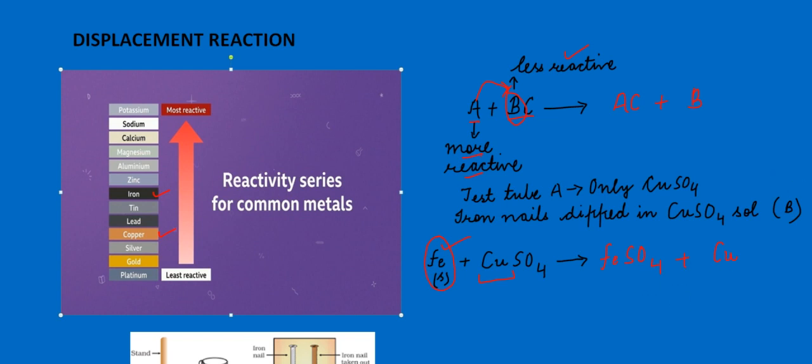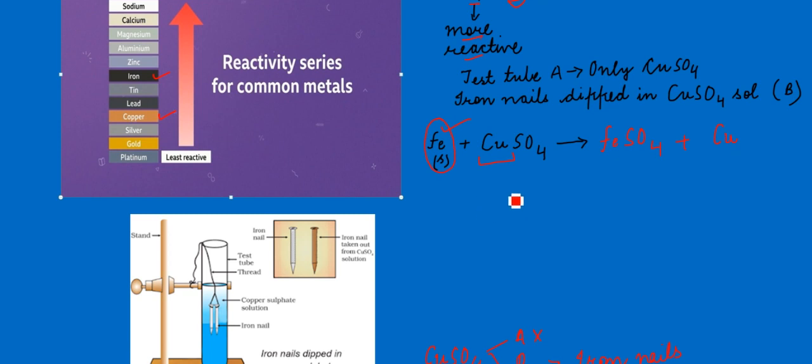Now next, very important, what will happen here? The blue color of copper sulfate will fade and change into light green color. Also, the gray or silver color of the iron nails will change, and here you can see a reddish brown color on the iron nails, right?